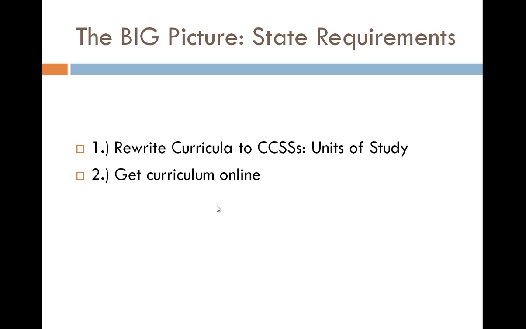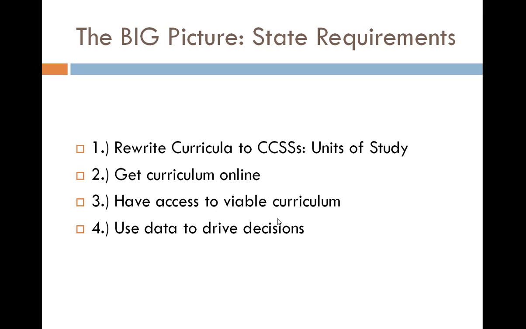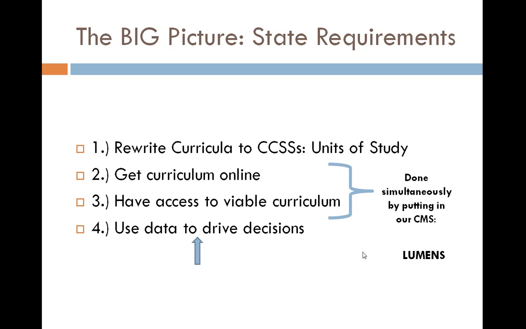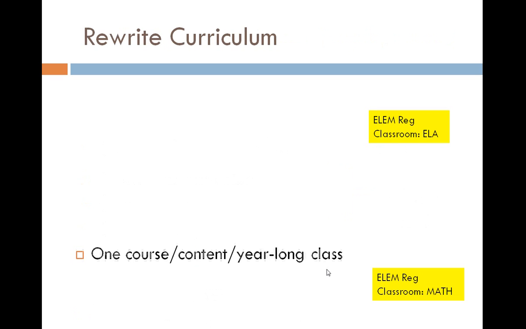We're going to need to get the curriculum online and have access to this viable curriculum, and we need to use data to drive decisions. These two things are going to be done in our CMS, our curriculum management system, which we have chosen Lumens to be. This data to drive decisions, we do a lot of that already, and this will become part of that as well. Once we get all these things into Lumens, then we'll be able to do what's called mastery tracking and use even more data to drive our decisions.